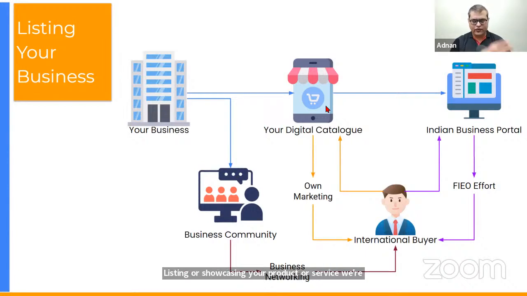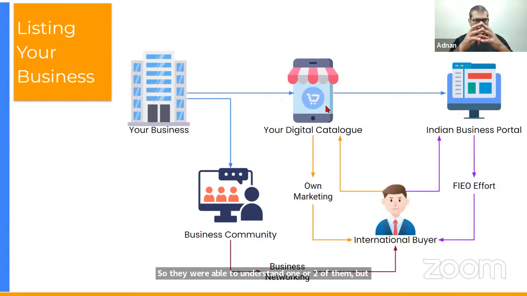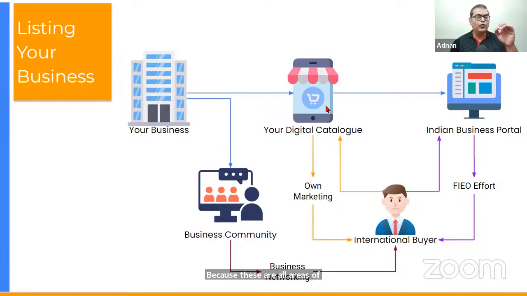Now, I'm showing you this diagram so that you are able to understand, firstly, what are the areas of opportunities, and how this ecosystem or this process works, right? Because in many of my previous sessions, I've explained the entire process, but the audience was not very clear about all the elements in the ecosystem, because there are a bunch of elements. They were able to understand one or two of them, but not the entire thing. That's why I'm showing you this presentation so that you can understand what all elements are there, because these are all areas of opportunities for you to grow your business, right? So let me just quickly explain this.